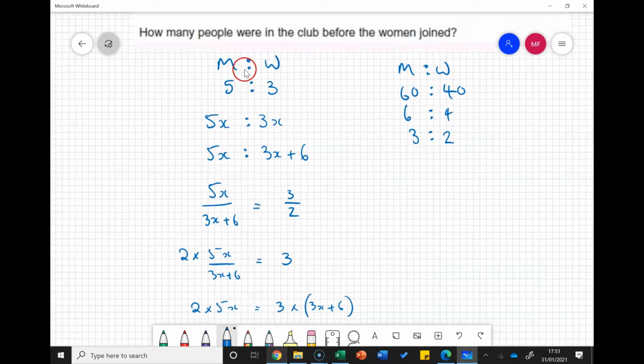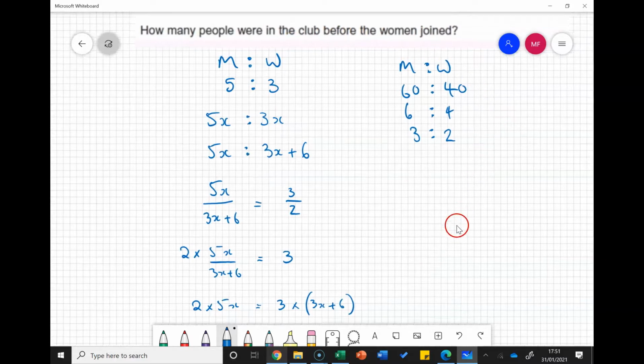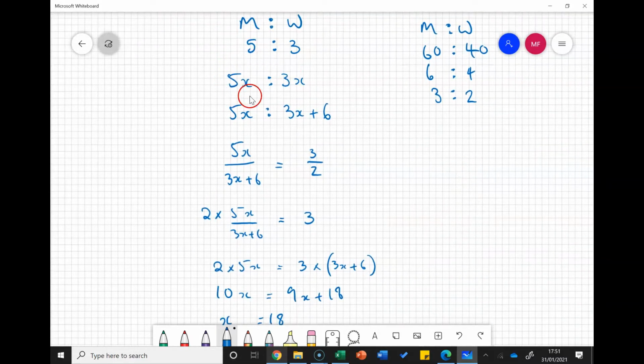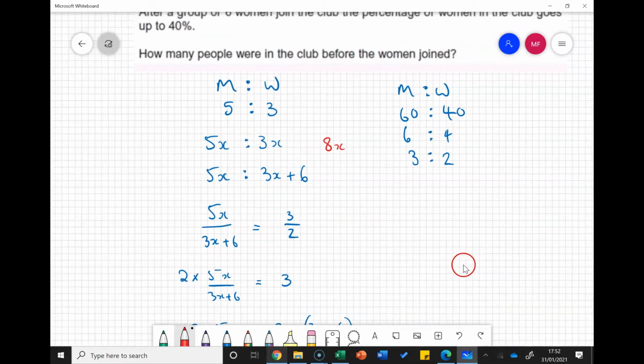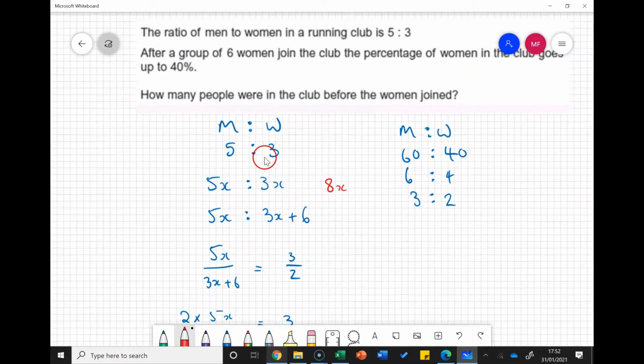What was the question? How many people were in the club before the women joined? Well, that's this bit here. This is the total, 8x. So if x is 18, then 8 times 18 gives me 80, 8 is 64, 144, and that's your answer. Okay, I think that's a really tricky problem, but using the earlier skills of comparing this ratio and this ratio, and knowing that they're the same, you can set up this equation.